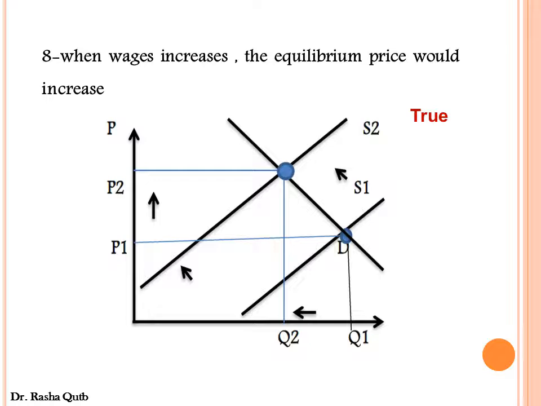This is shown graphically by shifting the whole supply curve leftward from S1 to S2. The new equilibrium would be at a higher price while the equilibrium quantity would be lower.